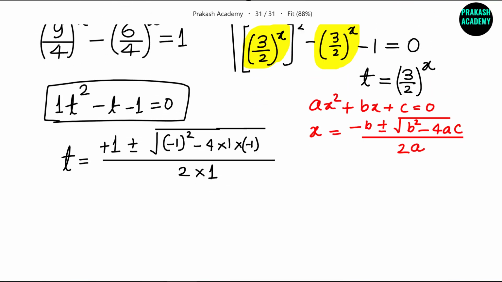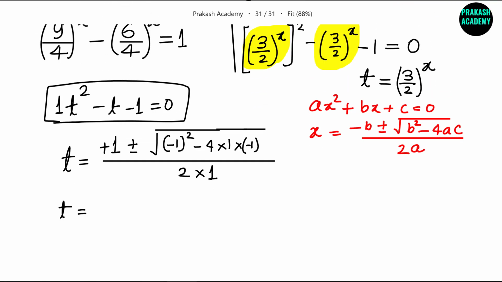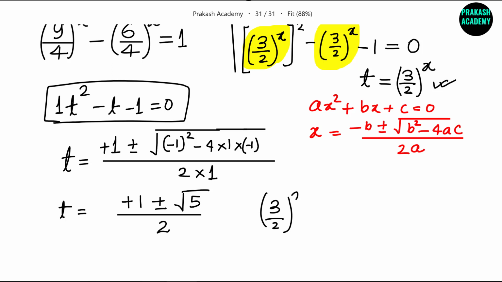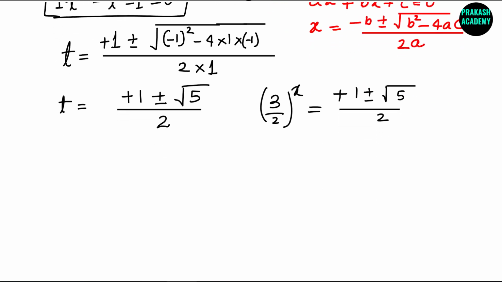So this will be t equals plus 1 plus minus, this is root 5, this divided by 2. And t is what? t is (3/2) raised to the power x. So now I can say (3/2) raised to the power x equals 1 plus minus root 5 divided by 2. So there are two values.